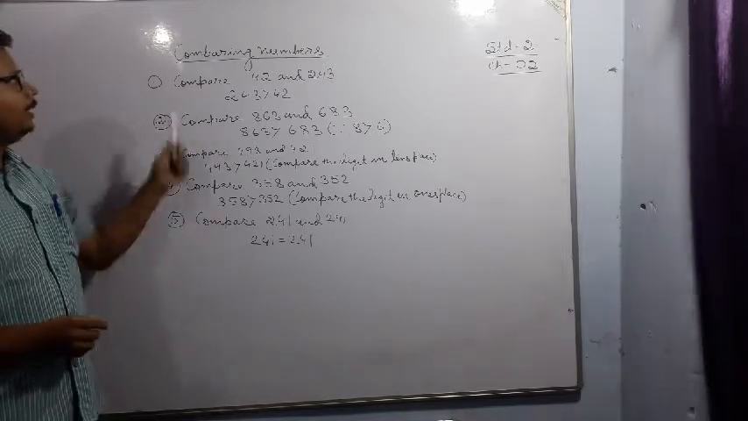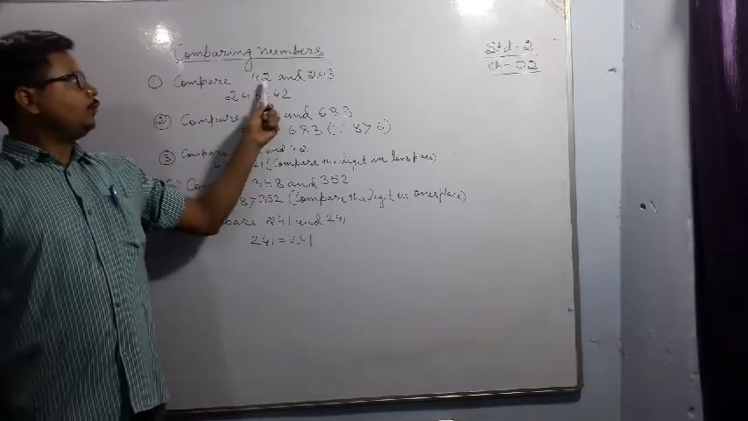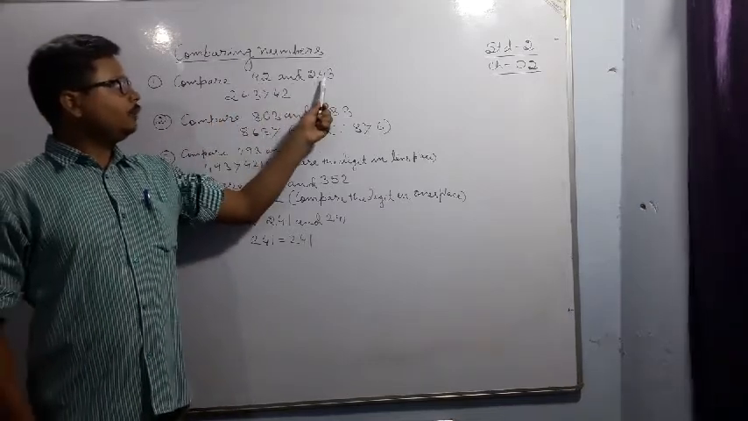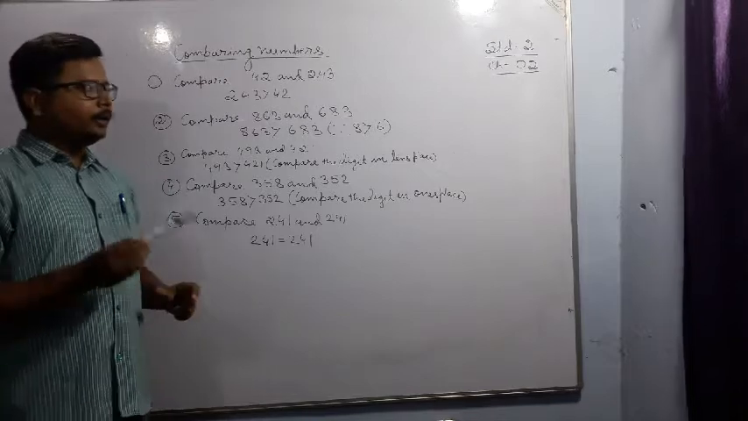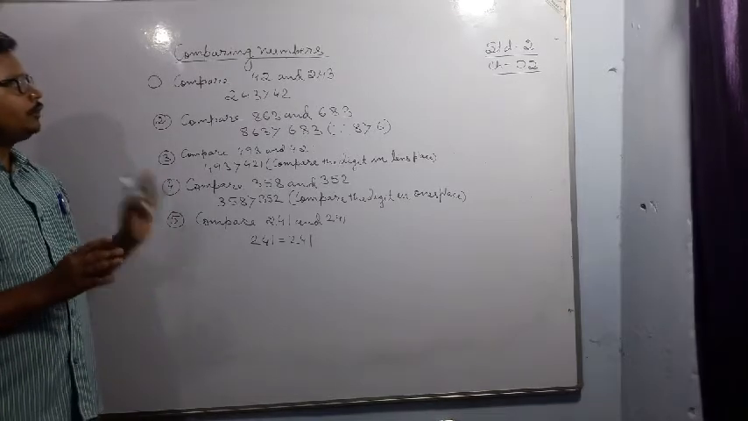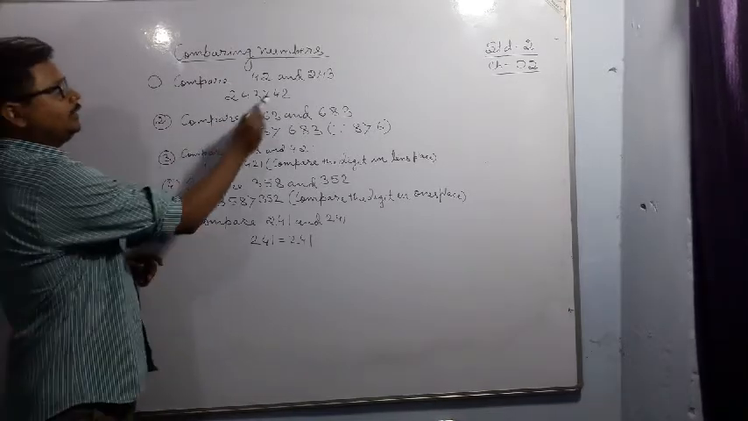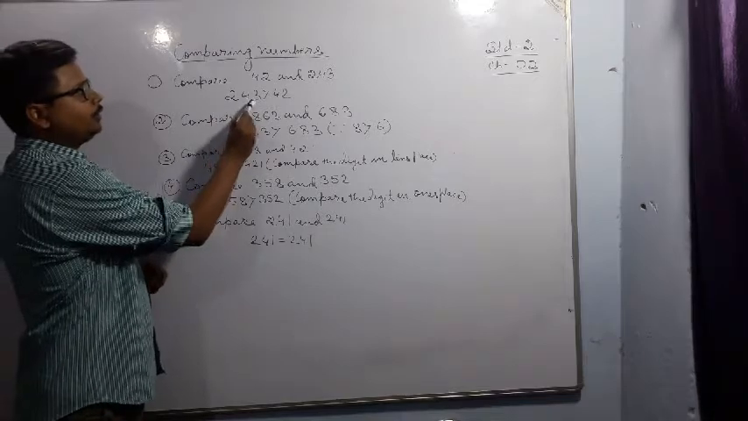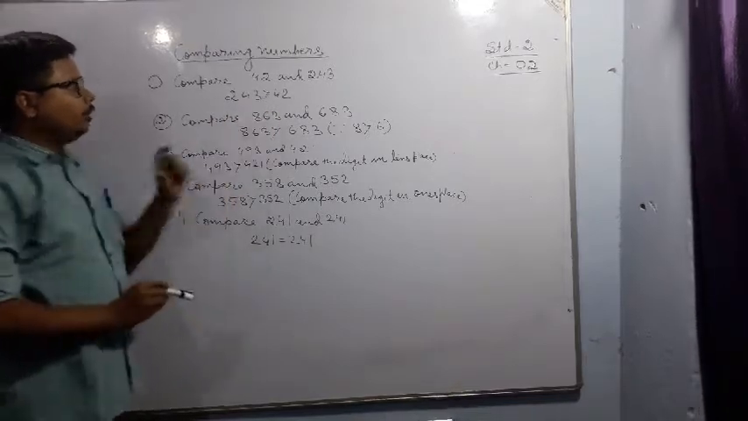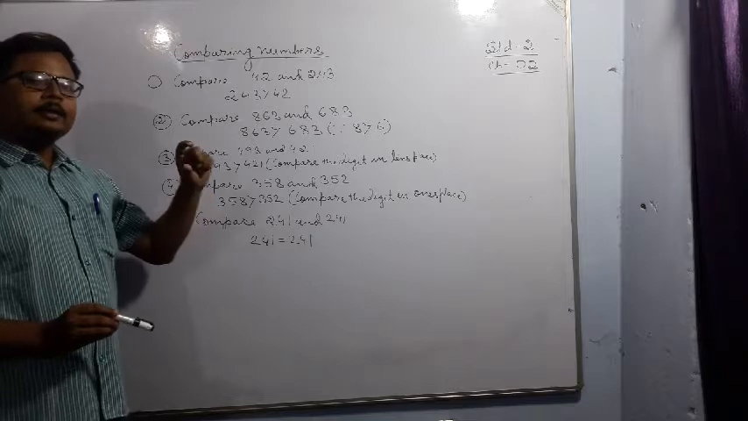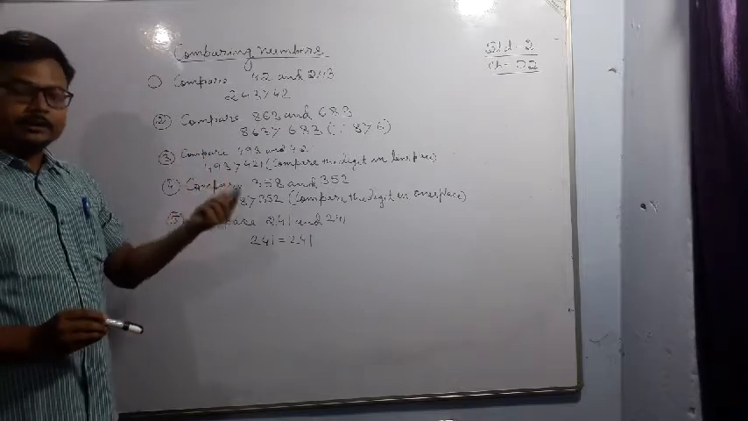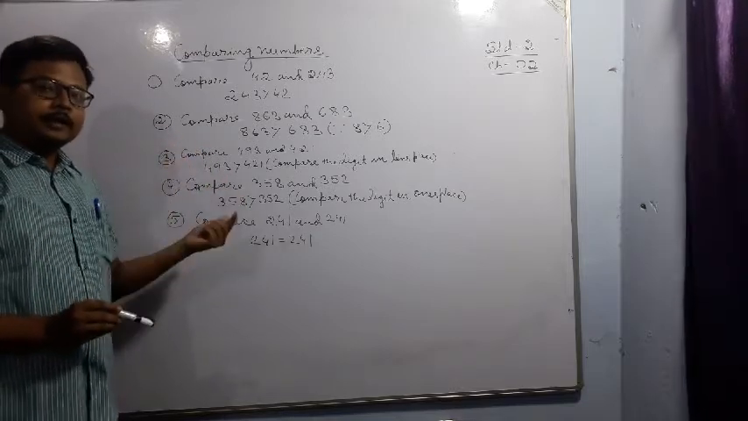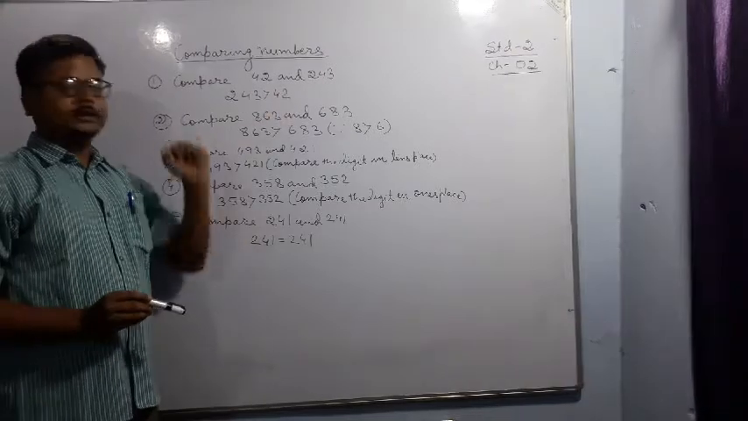For example, if there are two numbers, one is of 2 digits and another is of 3 digits, then what you have to do? You have to simply write like this, meaning 243 is greater than 42. Why? Because the number having 3 digits is greater than the number having 2 digits.